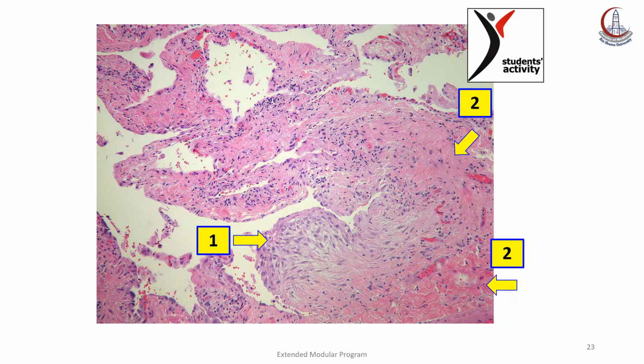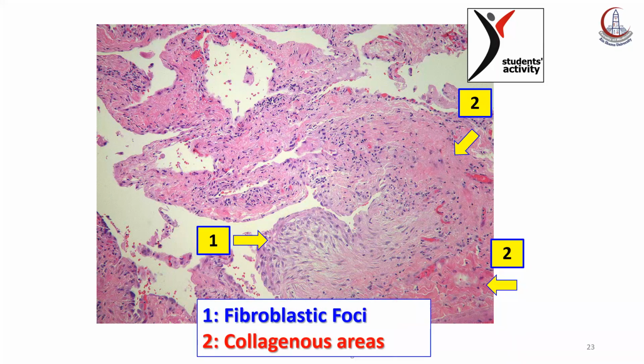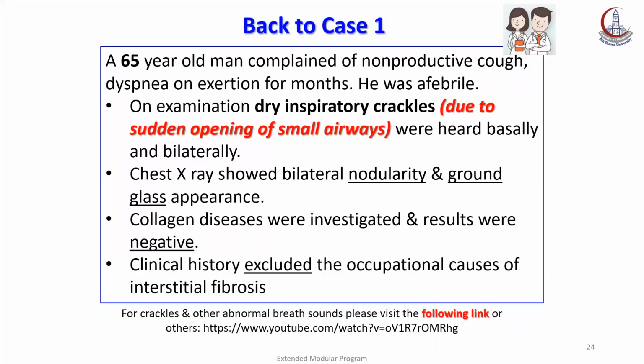Okay. Any volunteer? What is that area? It is a fibroblastic area, recent area, cellular area, and it is all the collagenized areas. Okay, fibroblastic foci and collagenous areas. Yes. So back to our case.